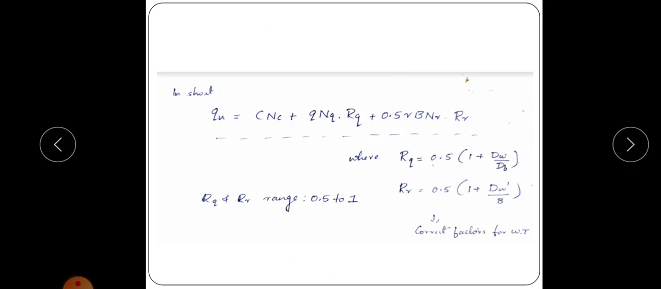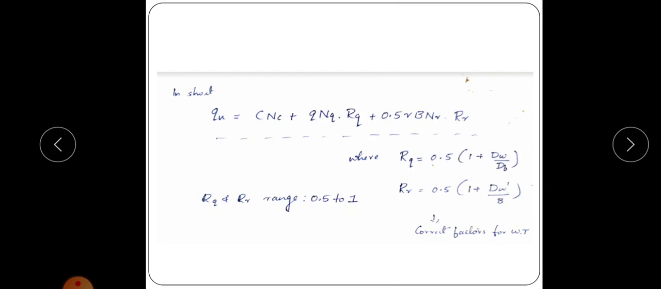Okay, that is in short: qu is equal to cNc plus qNq into Rq plus 0.5 γ B Nγ into Rγ, where Rq is equal to 0.5 into (1 plus dw by df), and Rγ is 0.5 into (1 plus dw dash by B). So this is the equation of bearing capacity if there is any water table in between footing base and ground level, or in between footing base and width of footing B.